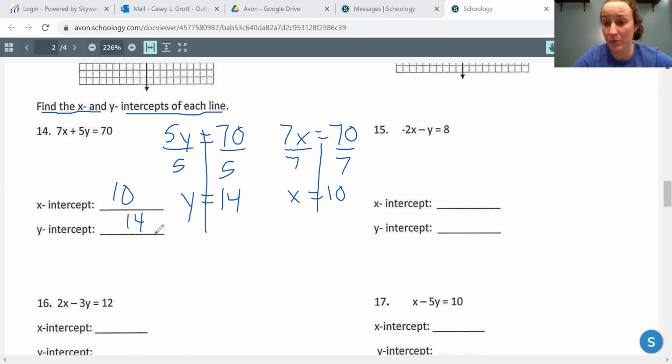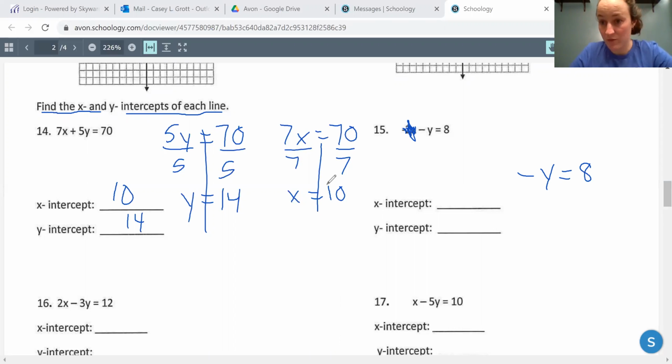I want to walk through another one with you guys. Okay, so I'm going to take a look at 15. Looking at 15, again, I'm going to use the shortcut, so I'm going to take my finger, and I'm going to cover up the x term. And here's my finger. I'm left with negative y is equal to 8. Bring down that negative sign with the variable.